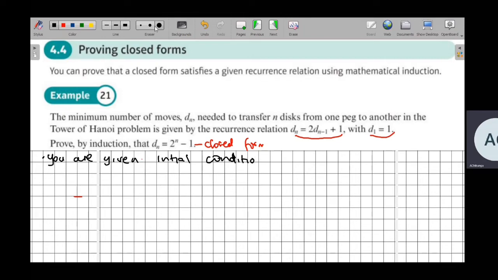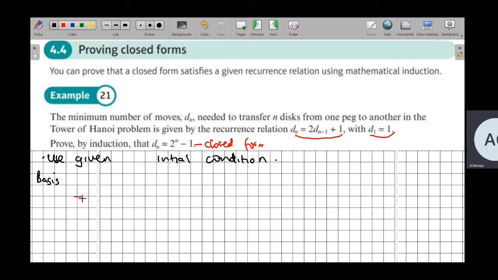Or maybe I should say use the given initial condition. So you're going to use the given initial condition first. What is the given initial condition? D1 is equal to 1. So this forms our basis.